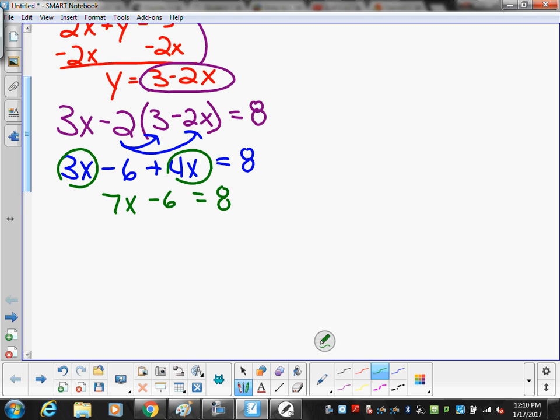And then to get x by itself, I need to move the 6. So I'm going to add 6 to both sides. So 7x, the 6's cancel out, equals 14. And then the last step is to divide both sides by the 7.